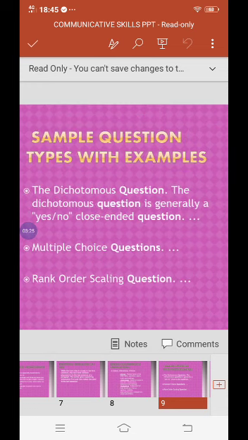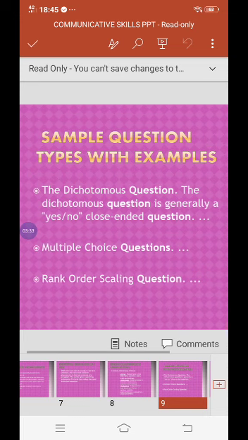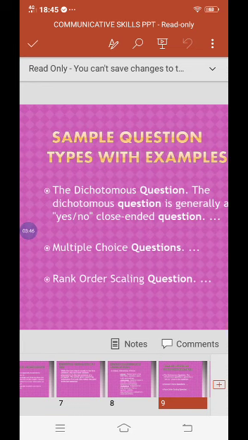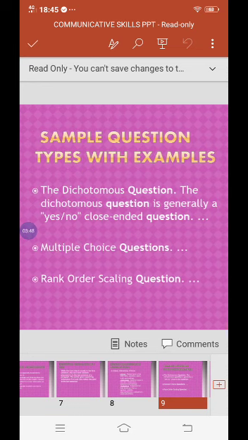The dichotomous question. The dichotomous question is generally a yes or no close-ended question. This question is generally used in case of the need of basic validation. It is also used to distinguish between people that have had some or any form of interaction with your brand. In the below example, a yes or no question is used to understand if the respondent has ever used your online store to make a purchase.